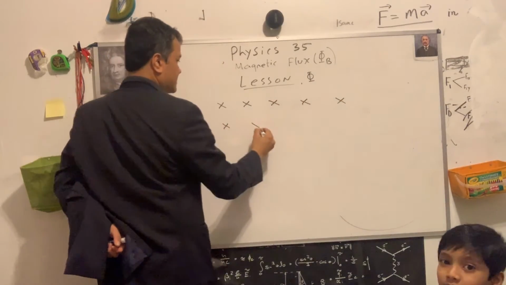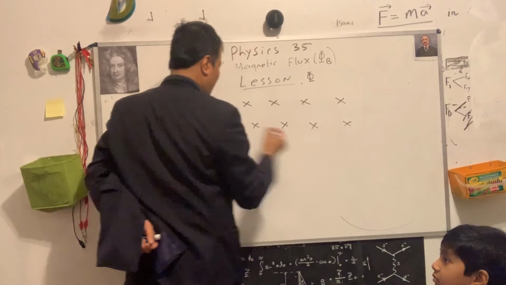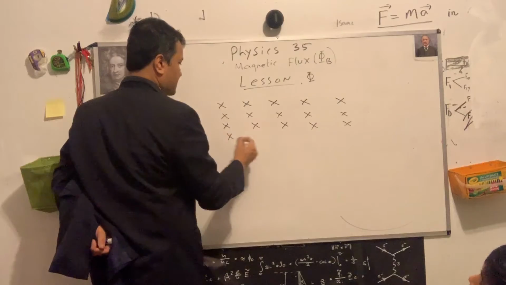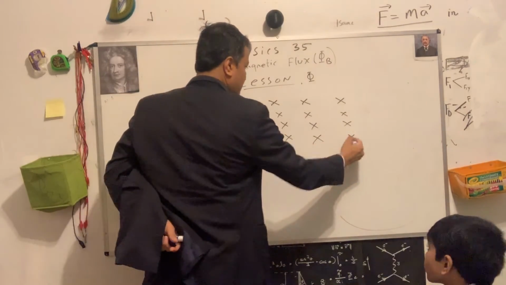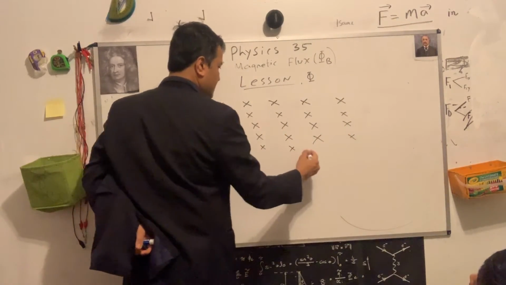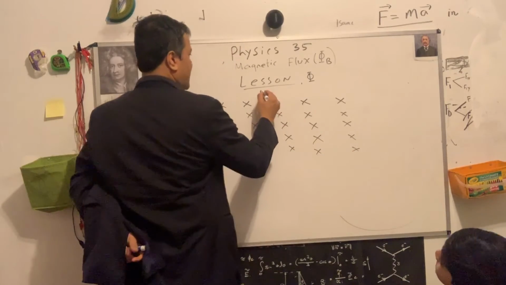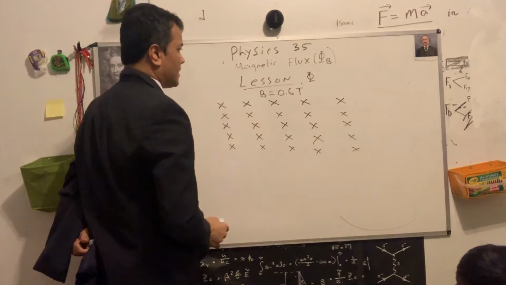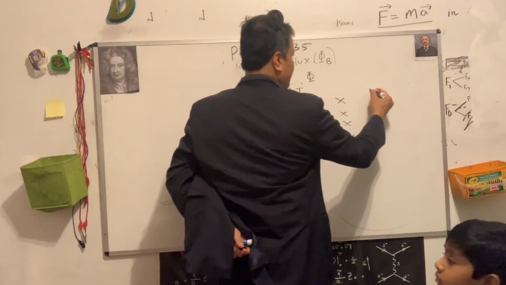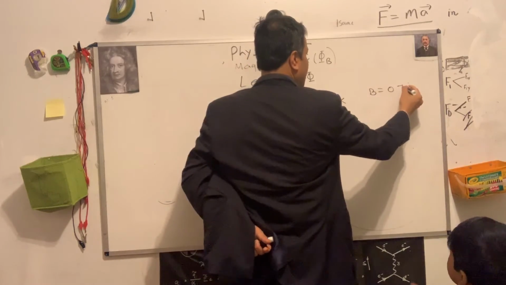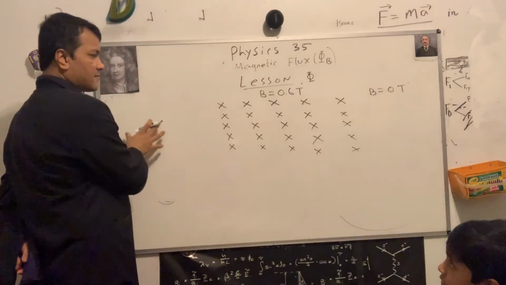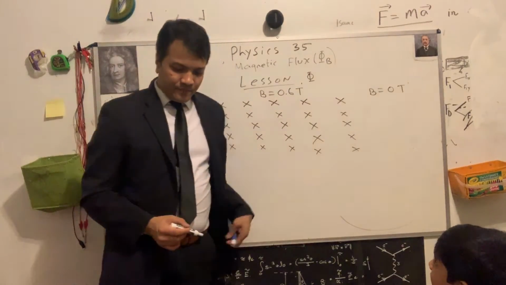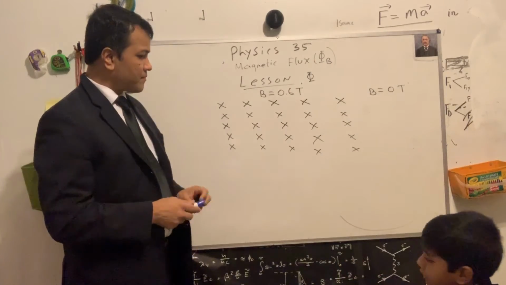What is this? It's going into the board. What is this? The magnetic field. A magnetic field has a magnitude, right? So let's say the magnitude is 0.6 Tesla. What is the magnetic field right here? 0 Tesla. And right here? 0 Tesla. There's no magnetic field anywhere else.